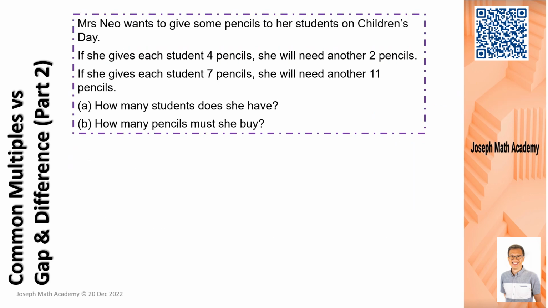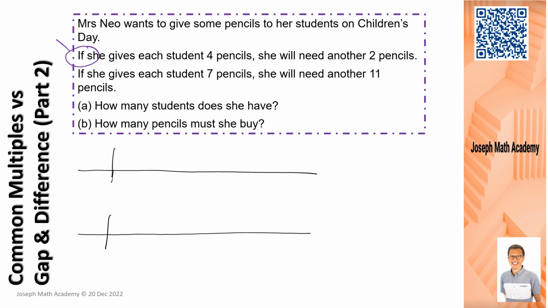Okay, now let's take a look at this question, and we are going to discuss this using the P4 method first, common multiples, before I show you the gap and difference method, the method that I am going to introduce today. Now, let's take a look at the double if. The first if is case 1. The second if will be case 2. Now, look at case 1 first. Case 1, each student receives 4, needs 2 more.